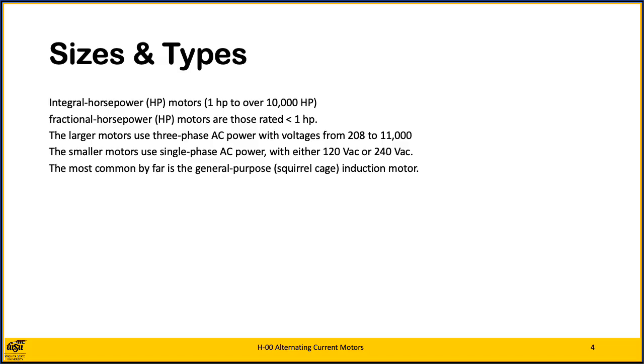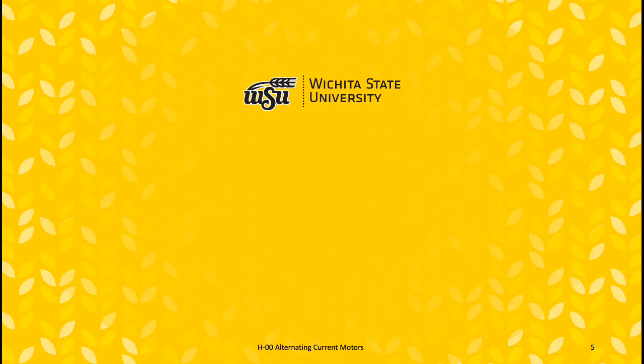There are a number of different types of AC motors. The most common by far is the general-purpose induction motor, which is the familiar type found in major applications and in machine shops. Other types of AC motors include the synchronous motor, the AC servo motor, and the universal motor. Before looking at AC motors, let's review AC power.